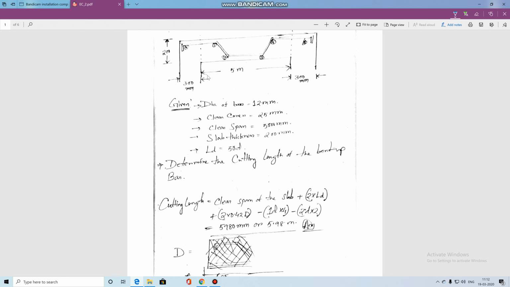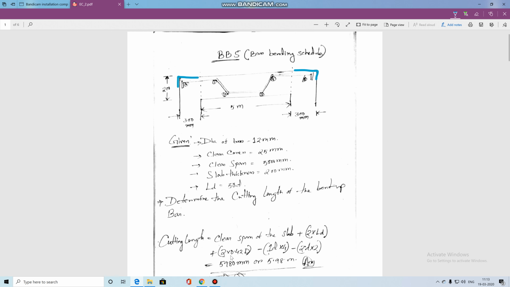Here it is clearly shown, 5 meter or 5000 mm. Then 2 into LD. What is LD? These extra portions on both sides are called the LD, or the development length. This LD is required to make the anchorage between the beam and the slab. Here it is connected with the column, as it is a beam. The other term is 2 into 0.42d.